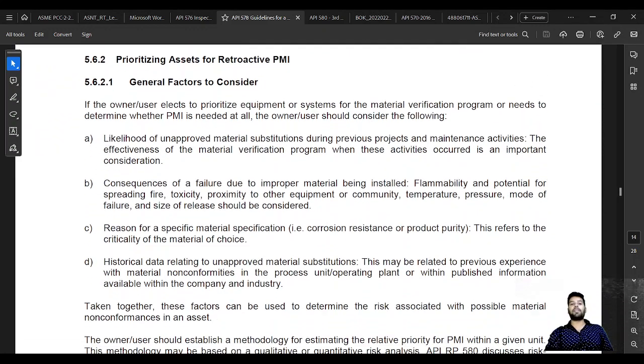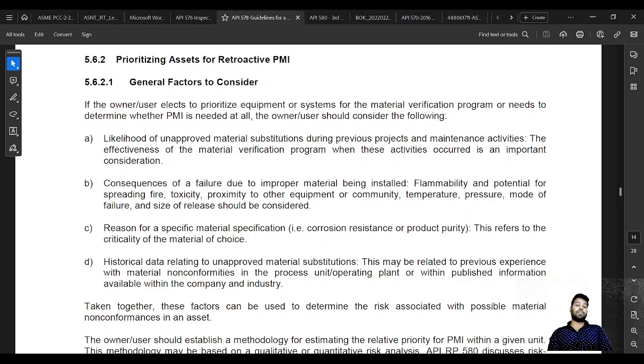Prioritizing assets for retroactive PMI. What are some factors that the owner user needs to consider so that they can do a retroactive PMI? If an owner user elects to prioritize the equipment or systems for a material verification program, or needs to determine whether PMI is needed at all, they should consider the following items: likelihood of unapproved material substitution during previous projects and maintenance activities. You can think of it as the probability that a substitution has happened. If there is a high probability that a material substitution has happened, then more priority would be given to these kinds of components. The effectiveness of the material verification program when these activities occurred is also an important consideration.